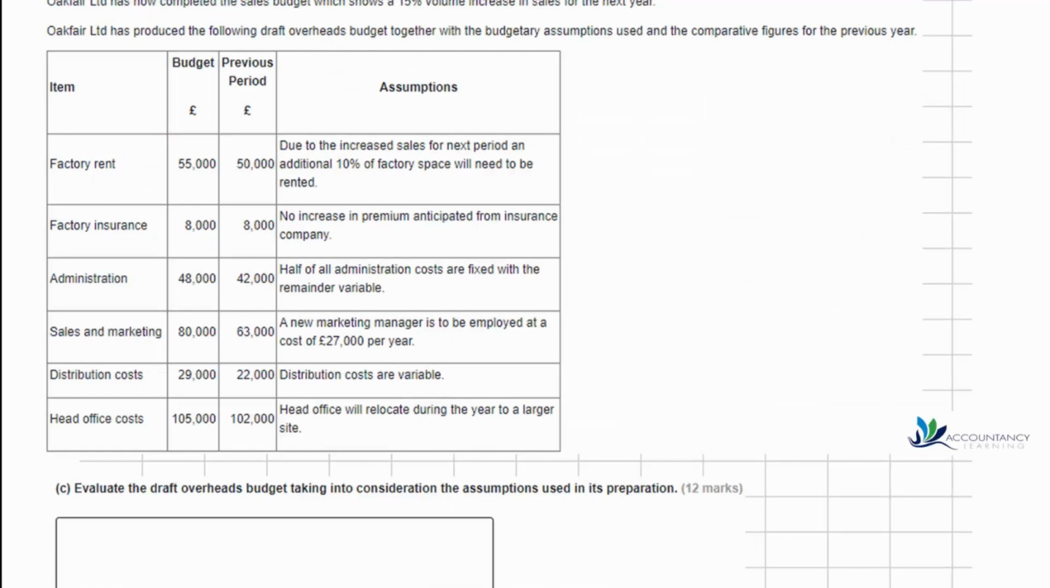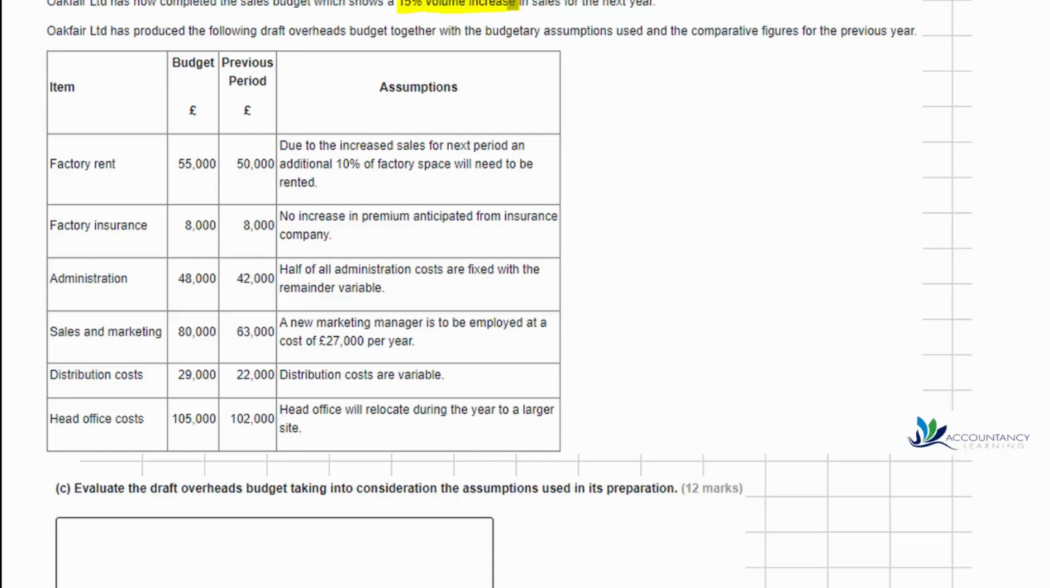For part C of the task, it tells us that Oakfair Limited has now completed the sales budget, which shows a 15% volume increase in the sales for next year. So notice there's a number included in the text, and that's there for a reason. Now, you need to make sure that you use any numbers that are included in the text, because they're provided to help you earn some more marks and give you, in this case, a benchmark for which we can compare all the numbers provided in the table below.